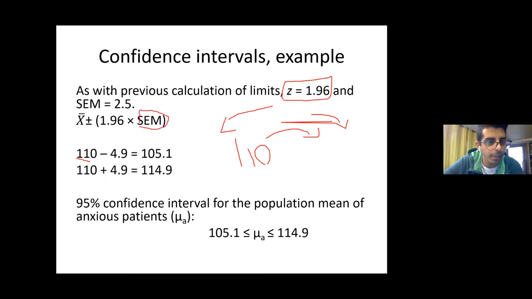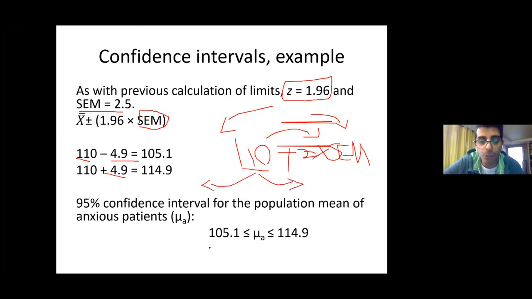Did he? Oh, he did mention it right here. This entire number was 2.5, okay? So what he would do is he would say, okay, I want to add to this sample mean that I have, to go to the right side, z times SEM, right? And this will give us 4.9, right? This will be the 4.9 that he got. And then he'll add 110 to 4.9. He'll go this way, 4.9, and then he'll go this way, 4.9, right? And this will give you the limits. This will give you, in this example, 105.1 and 114.9.